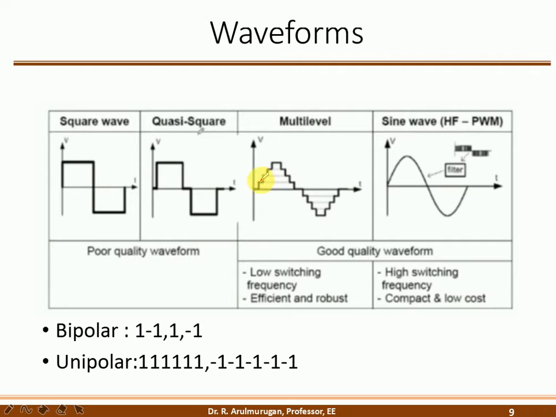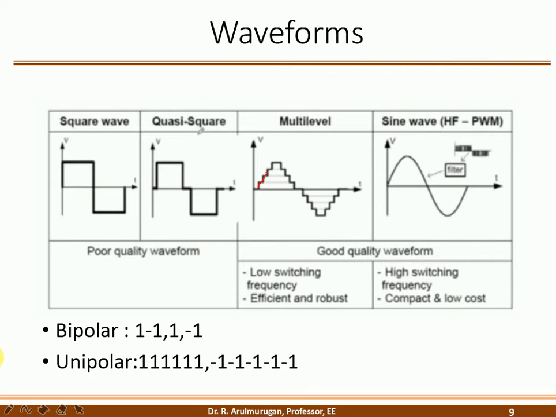When you join the levels, you start to draw the sine waveform, and it comes out neatly as a sine waveform. Compared with the multi-level inverter, the square waveform is a poor quality waveform, but this one is a good quality waveform, and it is possible with lower switching frequency as well as higher switching frequency. As I already said, it is compact as well as low cost, so you can even use a low switching frequency. So it is efficient and robust. This is what we discussed about the waveforms.